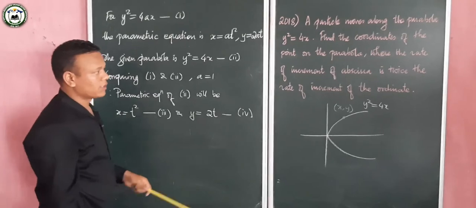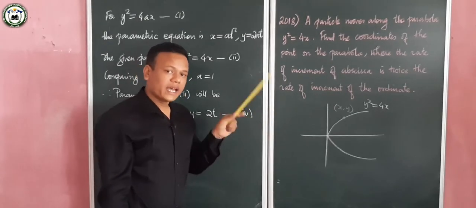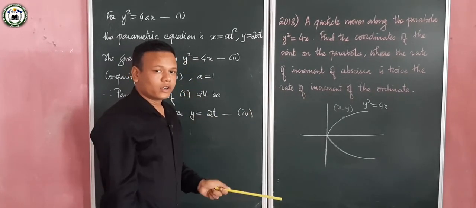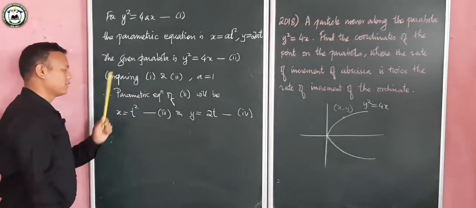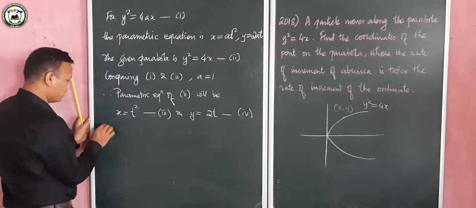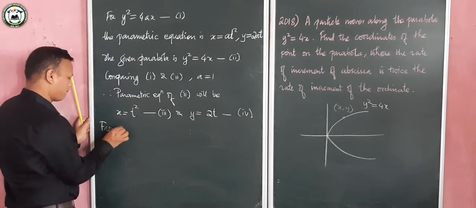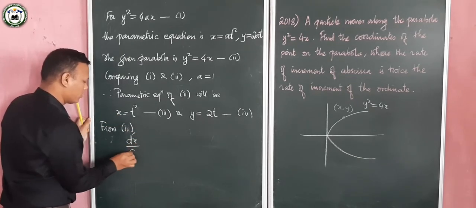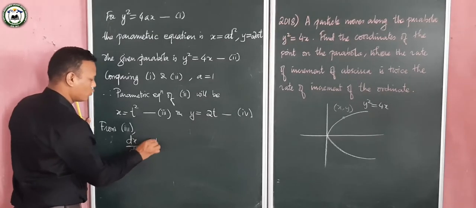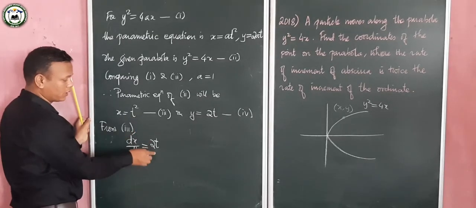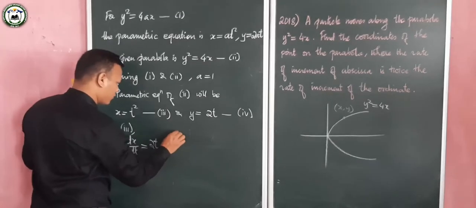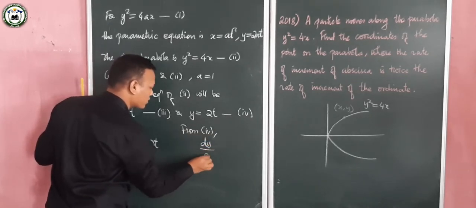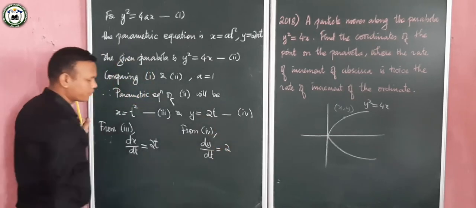So earlier what we said is we need to find the rate of increment of abscissa, that is dx by dt, and the rate of increment of ordinate, that is dy by dt. We will find it using 3 and 4. From 3, what is dx by dt? dx by dt will be just 2t. Differentiation of this is 2t. And from 4, dy by dt will be equal to just 2, right?